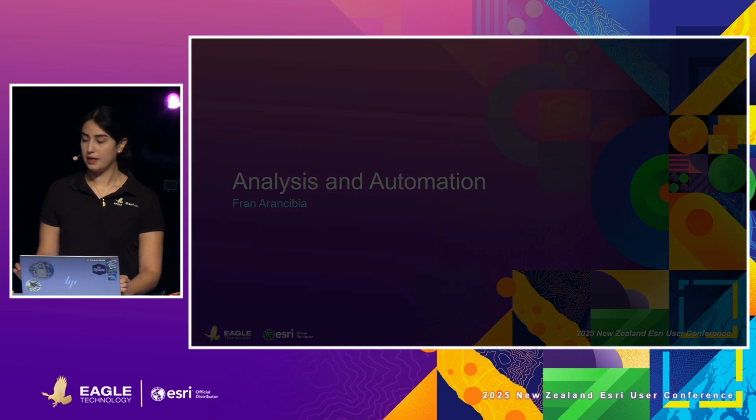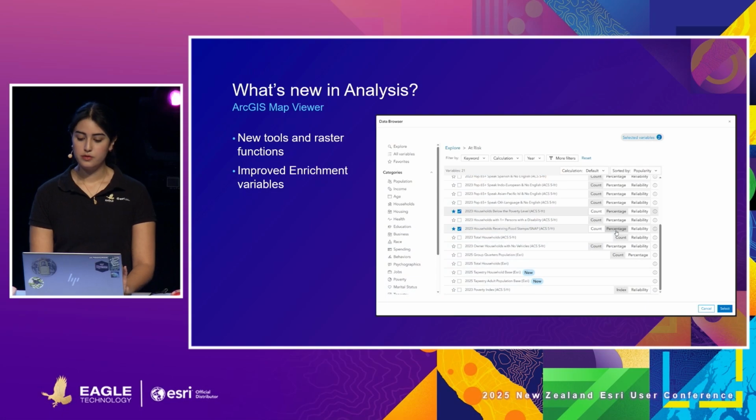So that was just a quick demo to show some of those features that we touched on in the mapping section. But now we'll move on to the analysis side of things. So we'll go over a range of different applications and extensions to ArcGIS Online and see what's new. So starting with Map Viewer still, there are several new tools and raster functions.